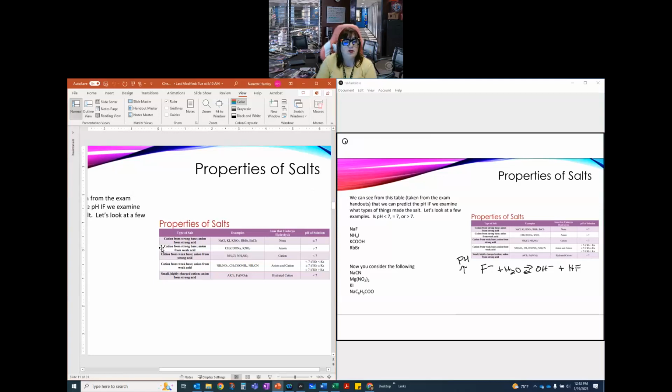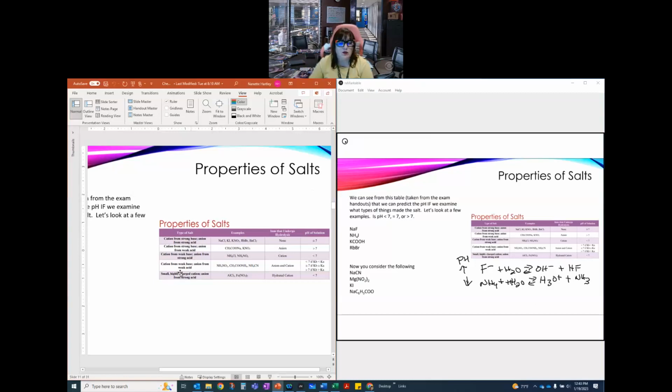When we have the cation from a weak base and the anion from a strong acid, something like NH4Cl, it's the NH4 plus that we're concerned about. That gives me H3O plus and NH3. And that's going to lower our pH because we've formed that H3O plus. Okay, higher concentration of H3O plus, lower pH.